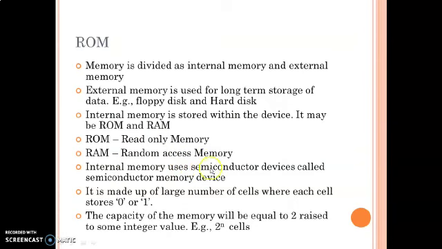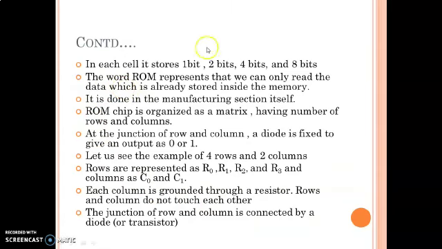Internal memory uses semiconductor devices, which are called semiconductor memory devices. Usually, the memory is made up of cells which are able to store 0 or 1. The capacity of memory will be raised to 2 raised to some integer value, 2 power n cells. Each cell is able to store 1 bit, 2 bits etc. up to 8 bits. The word ROM represents that it can only read the data which is already stored inside the memory. This can be done in the manufacturing section itself.